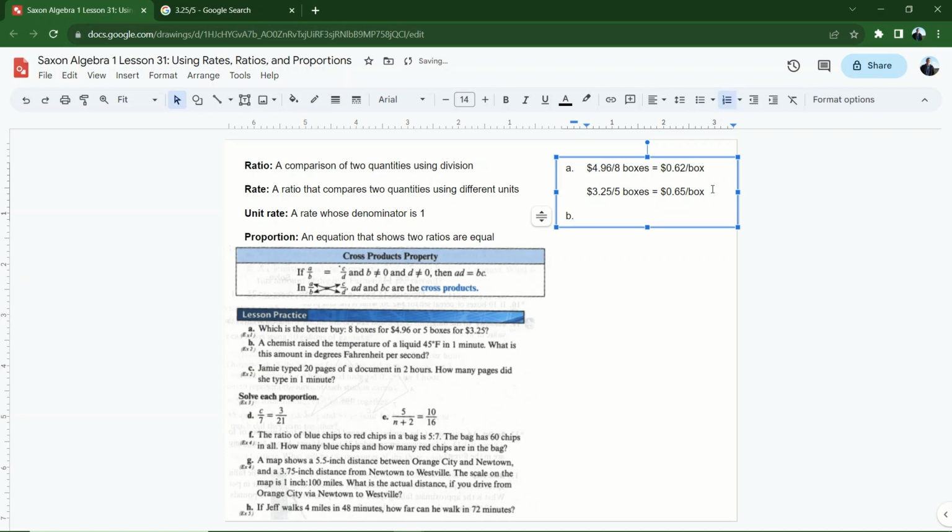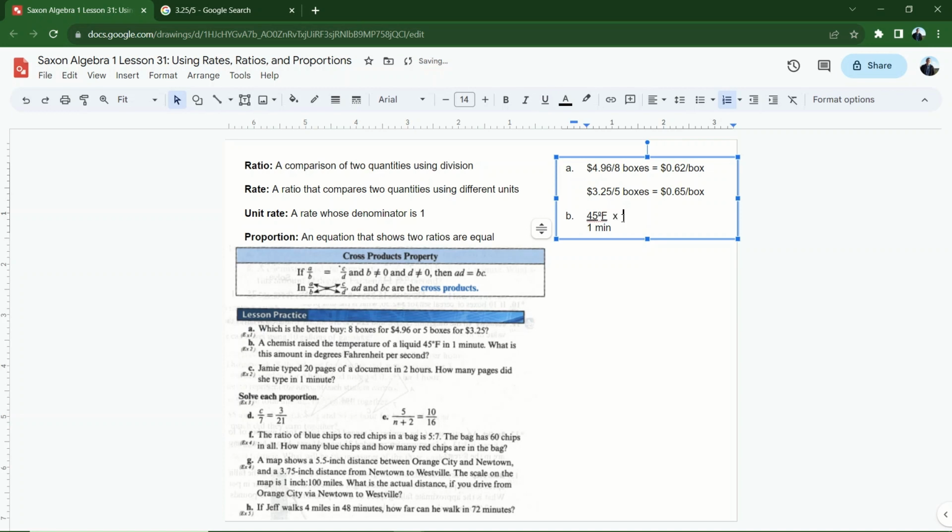Chemists raise the temperature of a liquid 45 degrees Fahrenheit in 1 minute. What is the amount in degrees Fahrenheit per second? All right, so this is 45 degrees Fahrenheit, and then this is per 1 minute. So I'm just going to put that denominator here, 1 minute, and then let's give this a fraction bar. There we go. Move this over a little. All right, and then the question is, what is that per second?